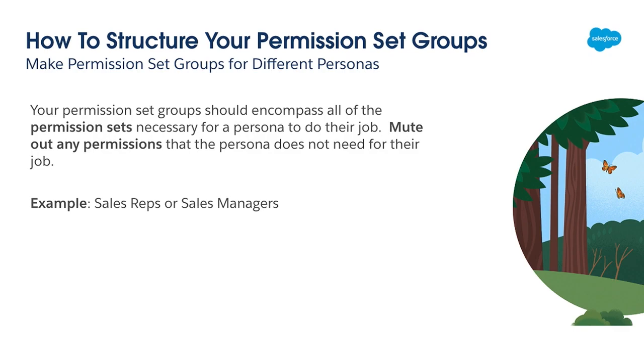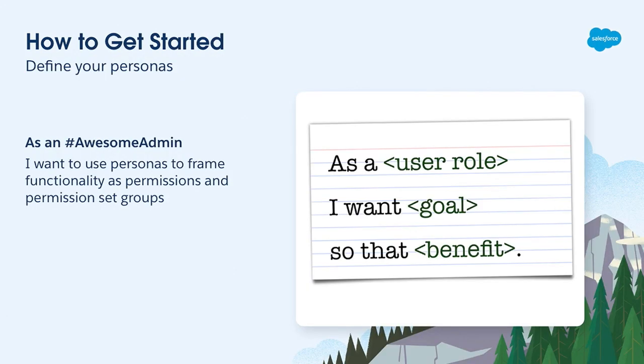So as far as structuring, your permission set groups should encompass all of the permission sets for a specific persona. Now you can also create permission set groups for very general access, if you have a type of access that everybody in your organization needs. And then you can also use muting for the things that you don't want. So for example, if you have delete on your permission set for accounts and contacts, but you only want a specific persona to be able to do that, you can mute delete in those permission set groups for the personas you don't want to have delete.